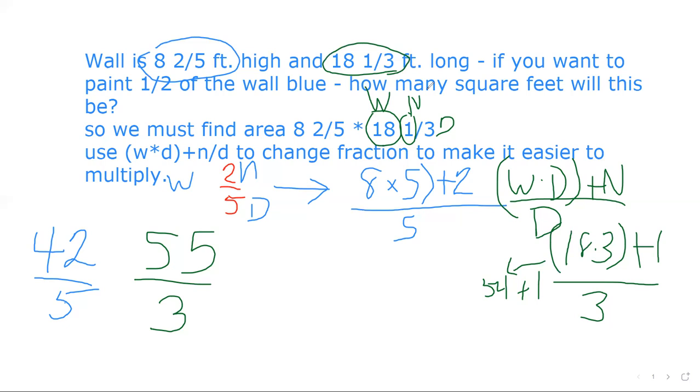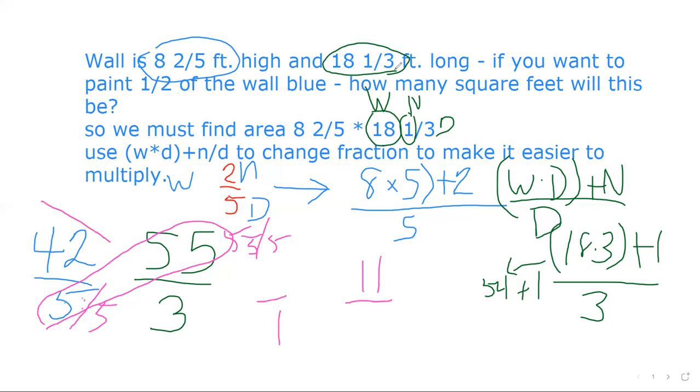I'm not scary. Okay, so by cross canceling, what I'm basically doing is I am saying, well, what do 5 and 55 have in common? Well, they're both in the 5 family. So if I divide 5 by 5, I get a 1. If I divide 55 by 5, I get an 11. Now I'm going to cross cancel this way.